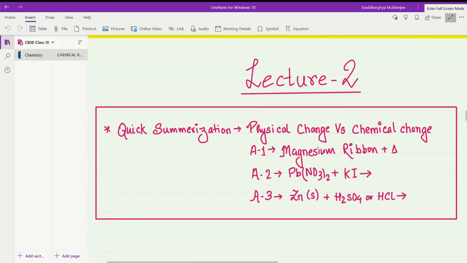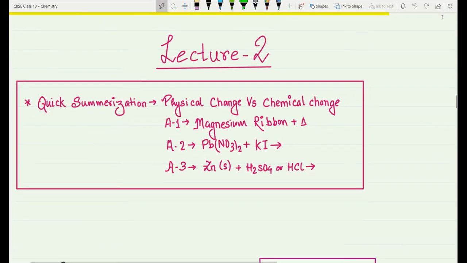Hello students, welcome to the second lecture of this session in which we are covering the chemistry portion of CBSE Class 10. After yesterday's session in which we discussed the three activities in detail, in today's lecture we will be doing the balancing of the chemical reaction.